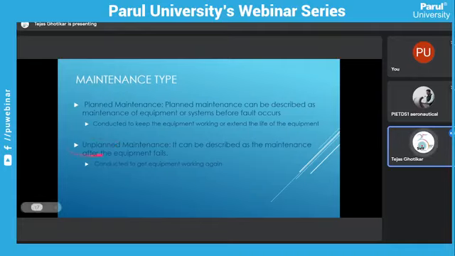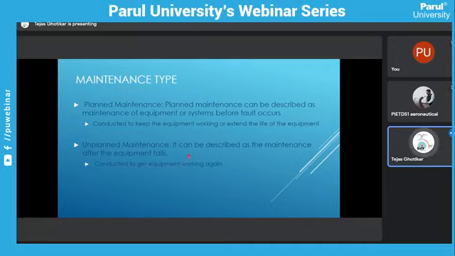And why do we go for unplanned maintenance? The main purpose is to get the equipment working. That's it. The purpose is not to extend the life or something like that. It is just to get the equipment working again, as soon as possible.